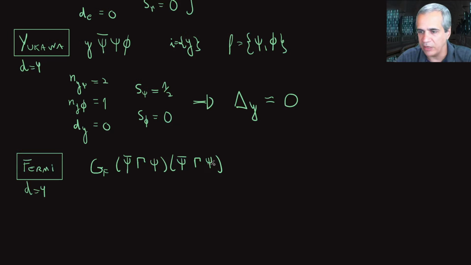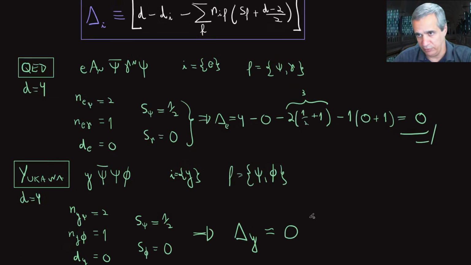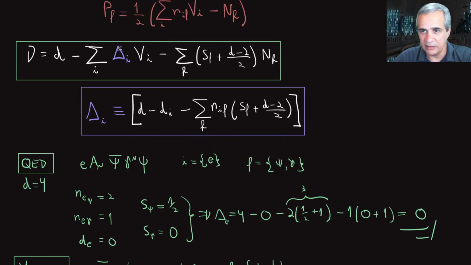Now there's only one kind of field, only one kind of interaction, if you forget about the gammas, right? And N_F psi is 4. You have 4 fermionic fields. You have no derivatives, right? And S psi is 1/2, right? You plug those into that expression I had for delta, and you find out that delta F is minus 2, right? Which means, if I look back here, that delta is negative.